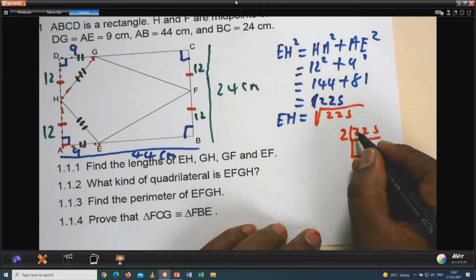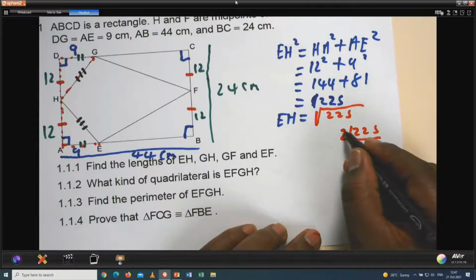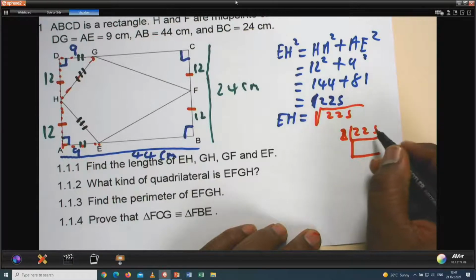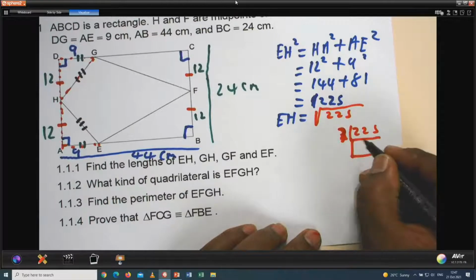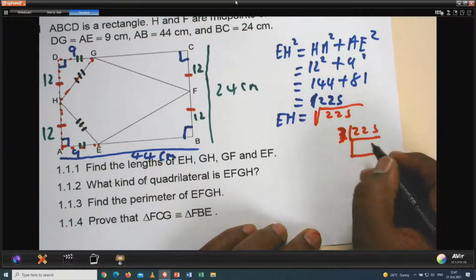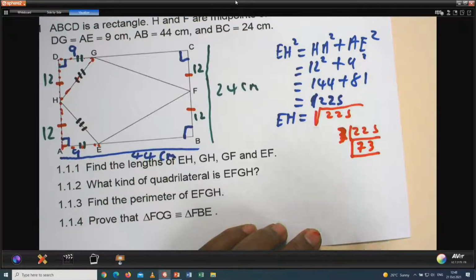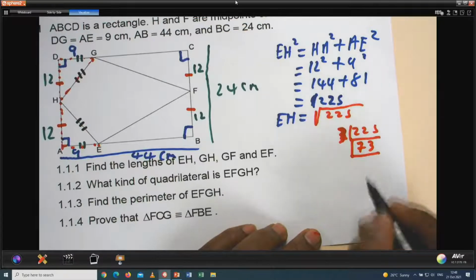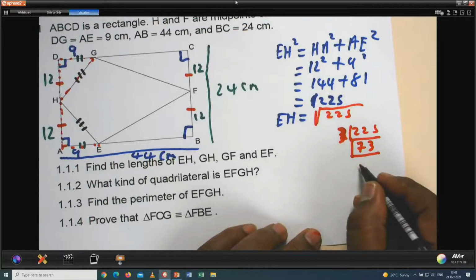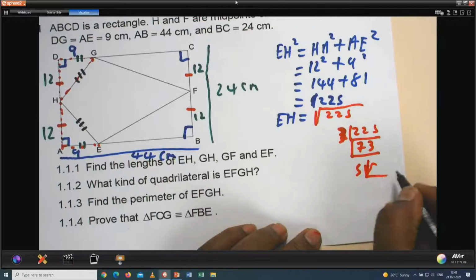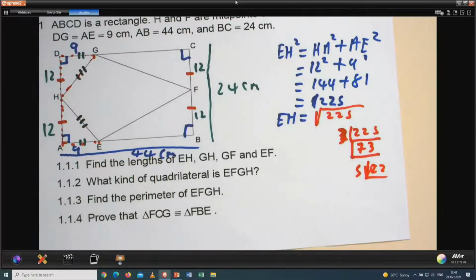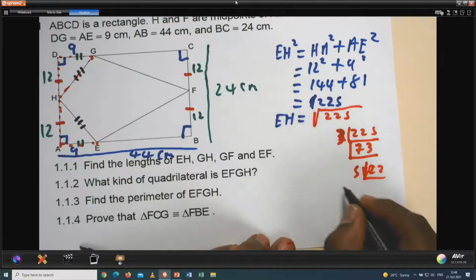Let's see, 2 does not divide here. Does 3 divide? Yes, it does. Therefore, I'll say 3. 3 into 21, 7 times. No, 7 times into 15, 3 times. Is that it? Let's use 5 and see what happens with 5. I think it's 15, but let's just verify it.